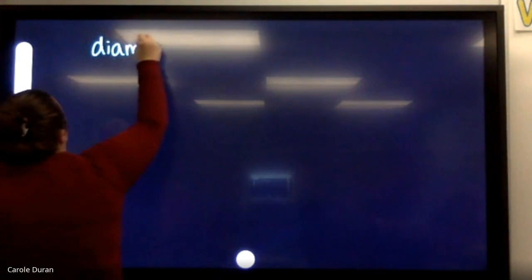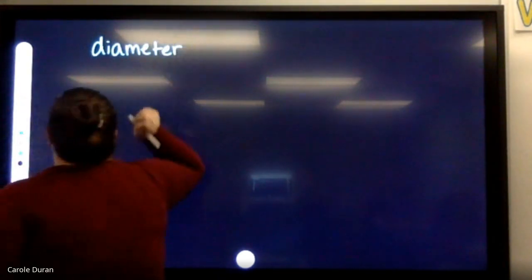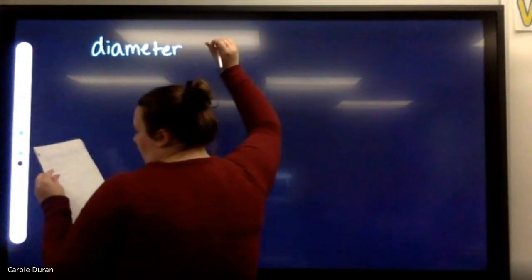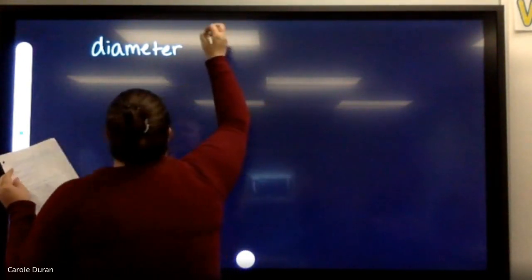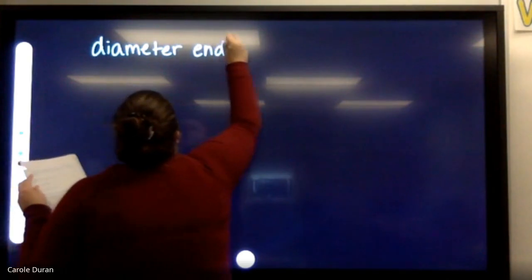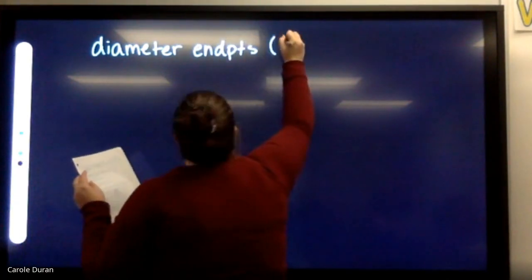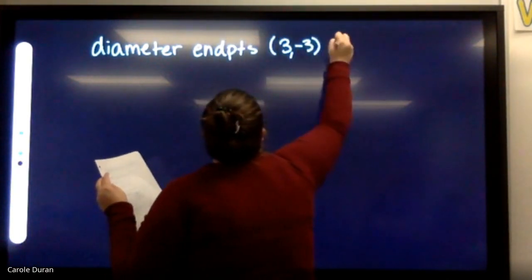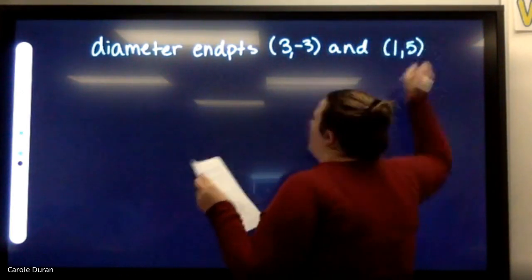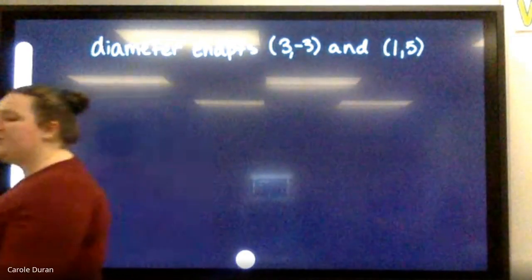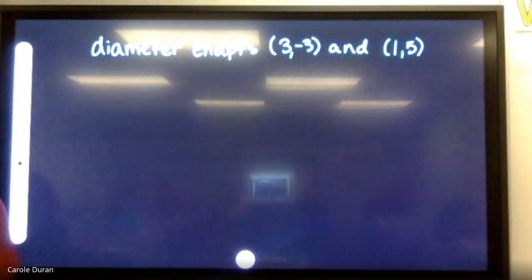Next example is going to be the same premise. I'm going to have a diameter with endpoints, and I would like to find the standard form equation of my circle. So let's say I have a diameter with endpoints at (3, -3) and (1, 5). I would like for you to attempt this one on your own, using the previous example as a guideline.